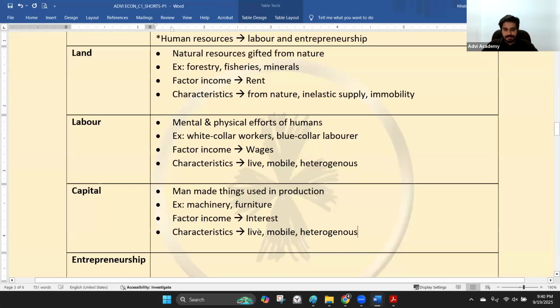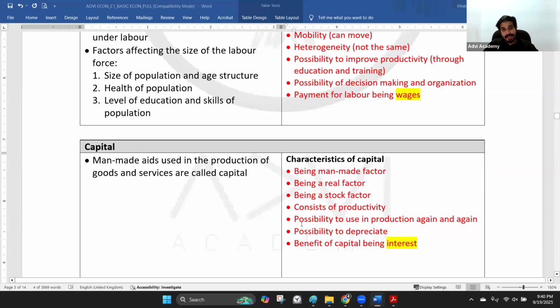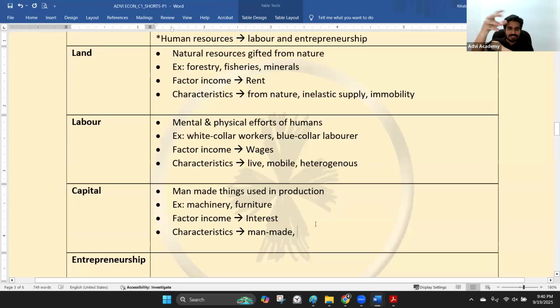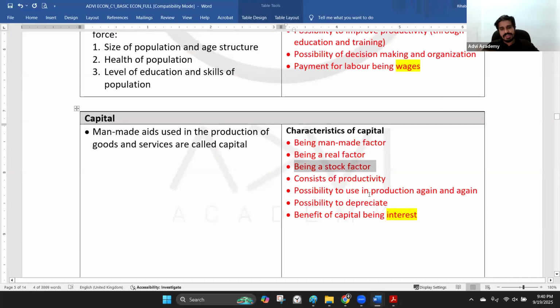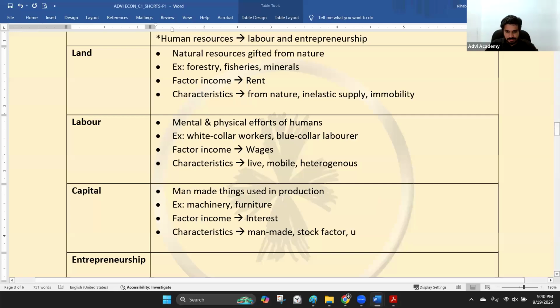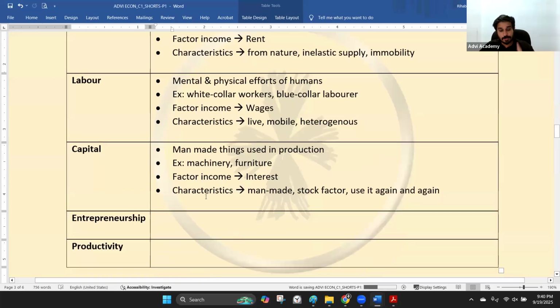And some of the characteristics, three main characteristics, we can say it's man-made, right? We can say it's a stock factor and a real factor. Real because we can touch and see it and all of that. It's a stock factor because we can store it. Machines and all can be stored, right? And we can use it again and again. These are some of the important characteristics I will put.